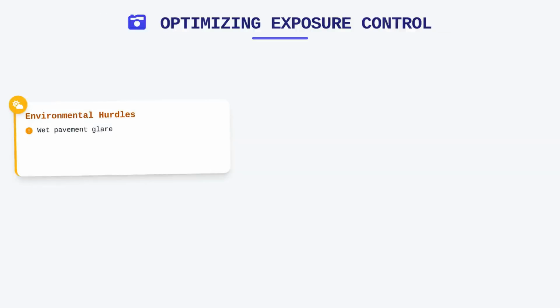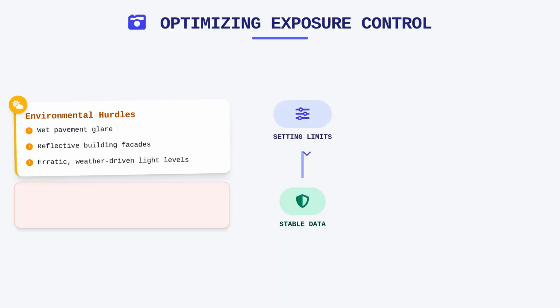Environmental factors such as intense glare from wet pavement or highly reflective building facades further complicate our ability to retrieve actionable data. These reflectances introduce erratic light levels that fluctuate with the weather, requiring us to set hard limits on exposure parameters. While automatic exposure provides convenience, it can be dangerous in security applications because it is reactive and can be tricked by temporary bright light sources like car headlights.